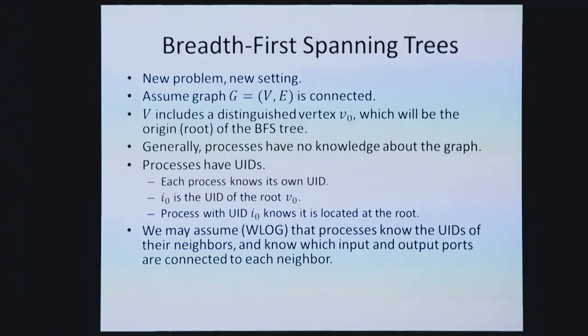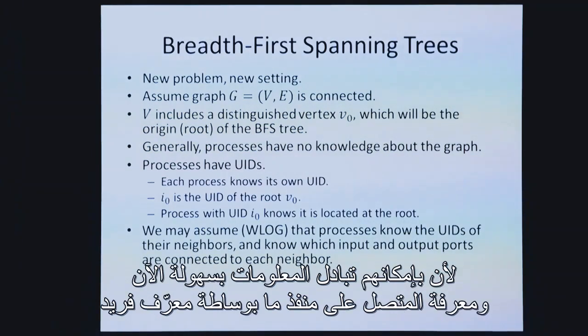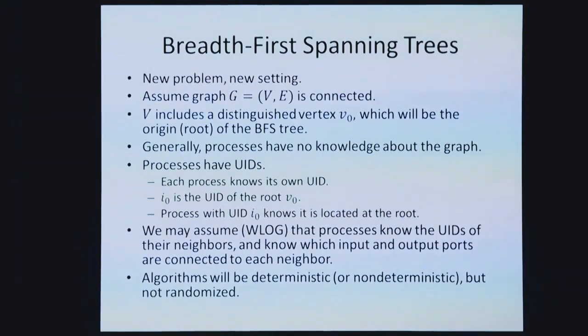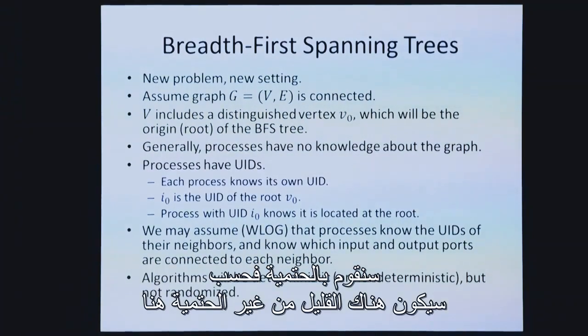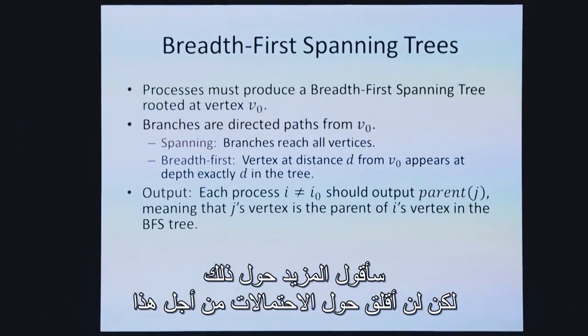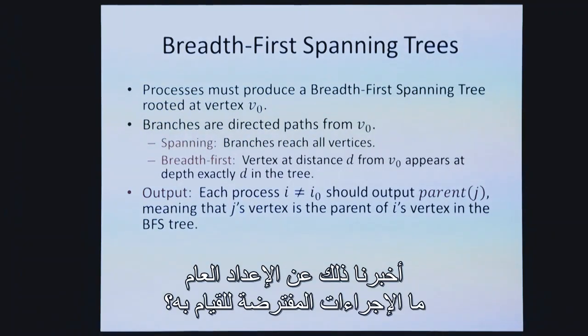We might as well assume that everybody knows the unique identifiers of their neighbors, because they could easily exchange information now and match up who's connected on which port by unique identifier. We'll just do deterministic. There'll be a little bit of non-determinism here. I'll say more about that. But I'm not going to worry about probabilities for this. So, that tells you about the general setup.